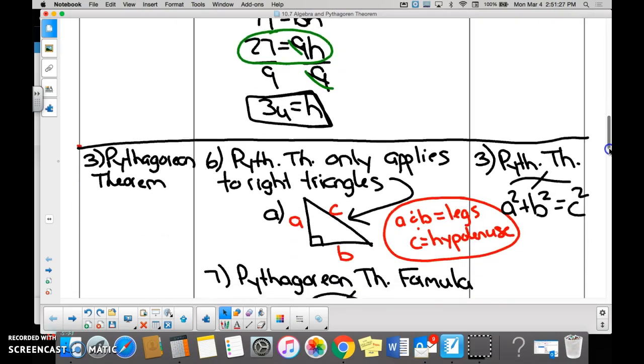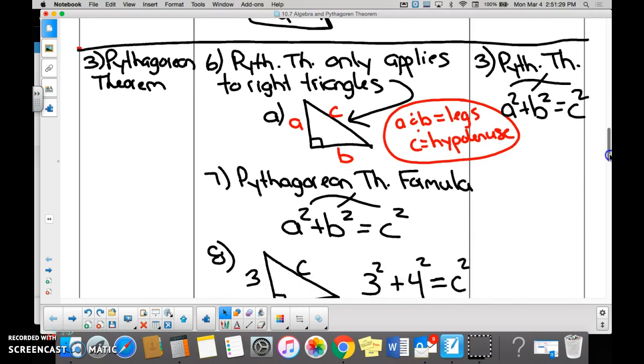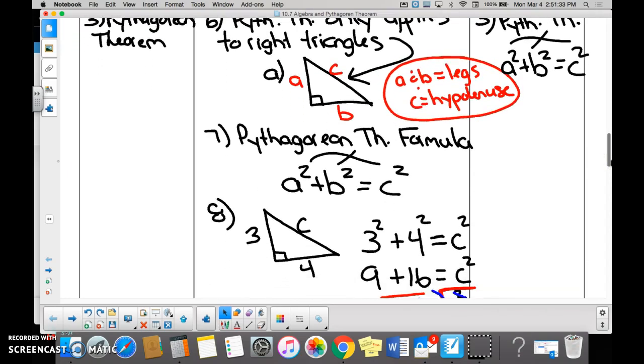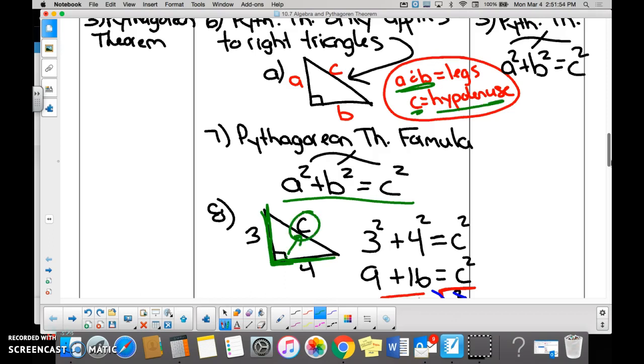Pythagorean theorem applies to what kind of triangles? Right triangles. Pythagorean theorem only works with right triangles. The formula is, on the count of 3, 1, 2, 3: a squared plus b squared equals c squared. And then what are a and b? a and b are the legs. And the legs are what make up the right angle, right? And then c is the hypotenuse. And the hypotenuse is always opposite the right angle.